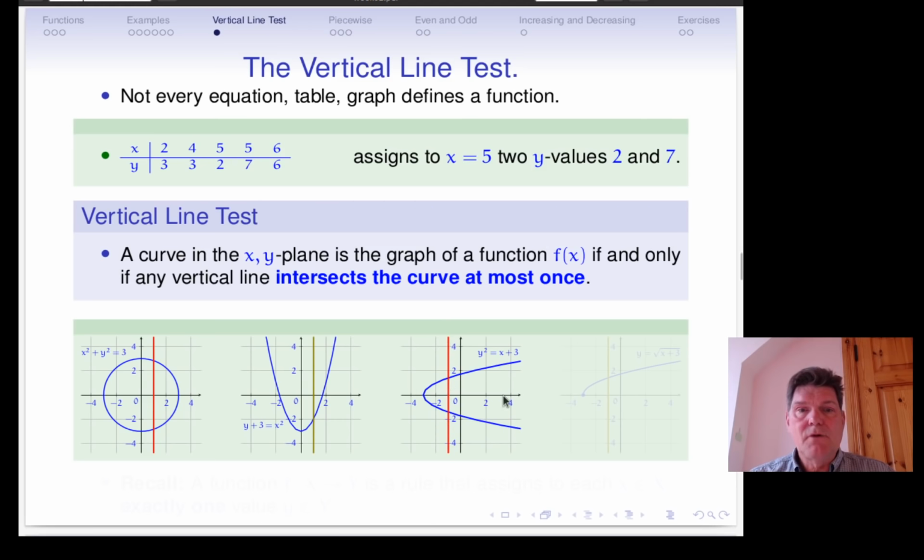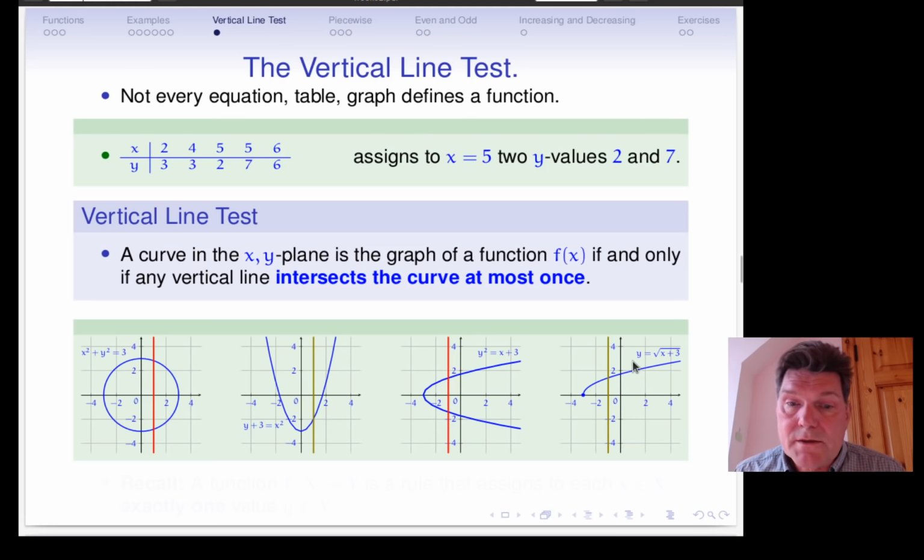However, if we get rid of one half of it and only look at the, say, positive part of the curve, then we're looking at the curve which can be described by the formula y is the square root of x plus 3. And this now again is a curve where any vertical line, and here I have one green line drawn, any vertical line will intersect this curve at most once. So this curve is the graph of a function.